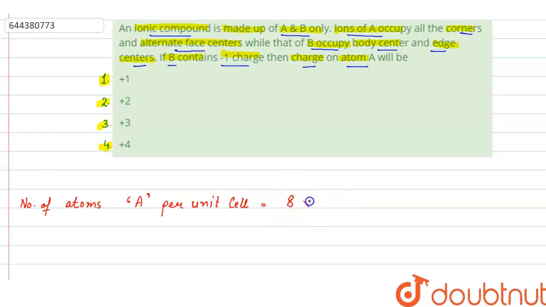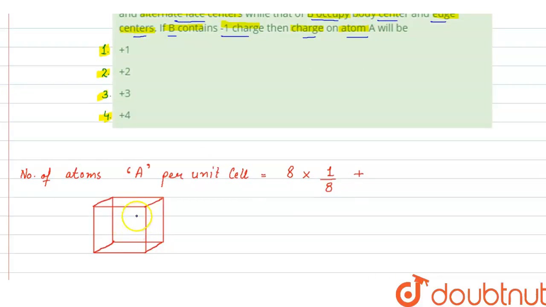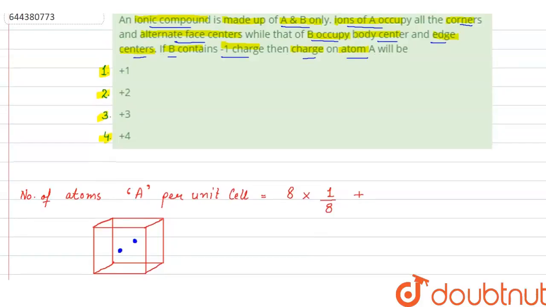So we have 8 corners into 1 by 8 plus A also occupy the alternate face centers. Now there are two alternate face centers in a cube, right? Let us see with the help of diagram. So as you can see, this is a cubic unit cell. Now there will be two alternate faces which will be opposite to each other, right? Like this. If this is the atom of A present at one face, then at the opposite face there will be another atom of A, right? So we have only two alternate faces, right?